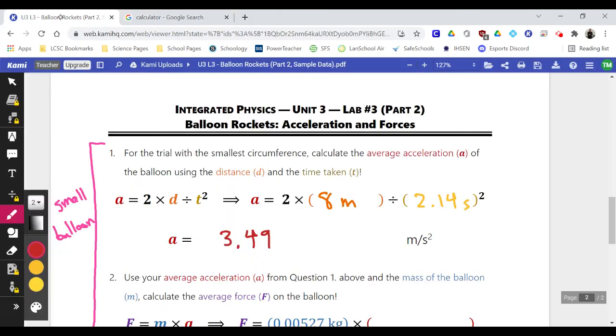You can do it either way. So whether you take 2 times 8 divided by 2.14 squared, or you write this out as 2 times 8 divided by 2.14 divided by 2.14, the answer should come out the same. Now, you'll want to plug in your time and your distance if you have different numbers than I do. This is just a sample calculation, just to give you a heads up on that.